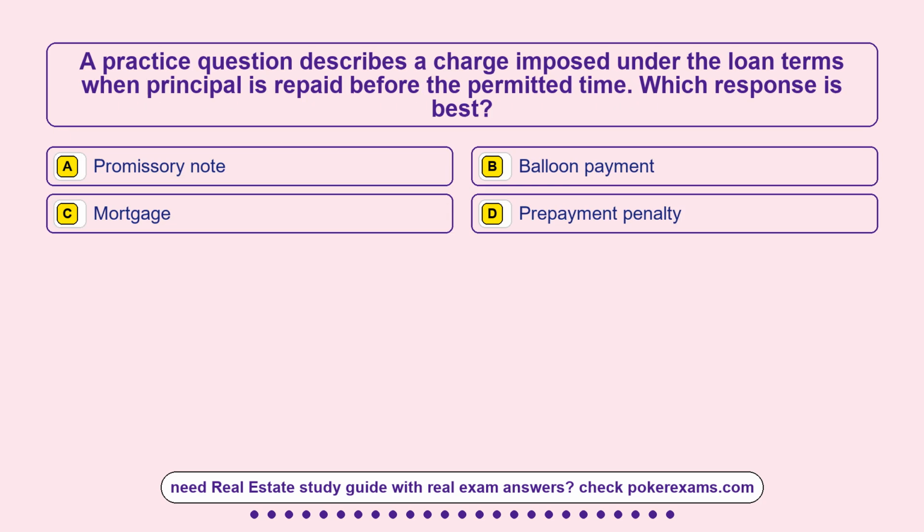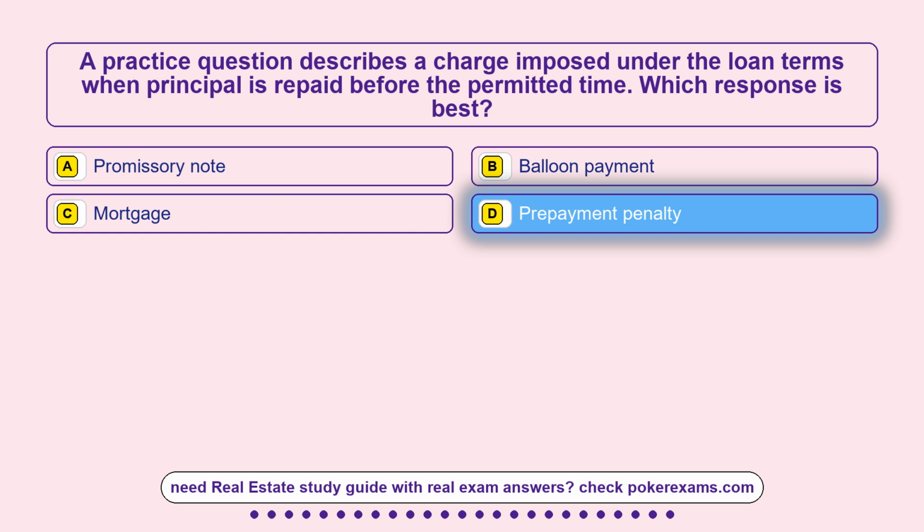Question 21. A practice question describes a charge imposed under the loan terms when principal is repaid before the permitted time. Which response is best? Option A, promissory note. Option B, balloon payment. Option C, mortgage. Option D, prepayment penalty. The correct answer is option D, prepayment penalty.